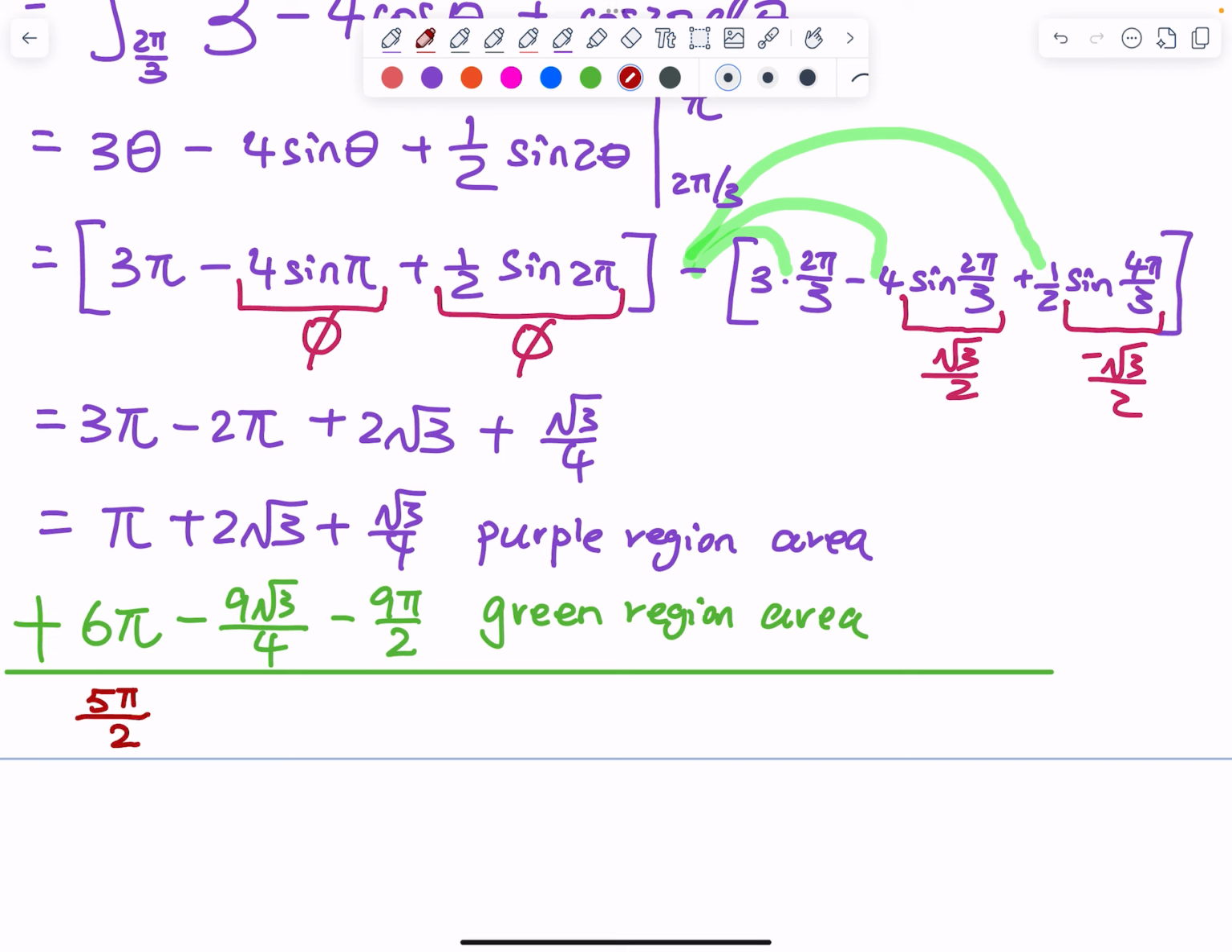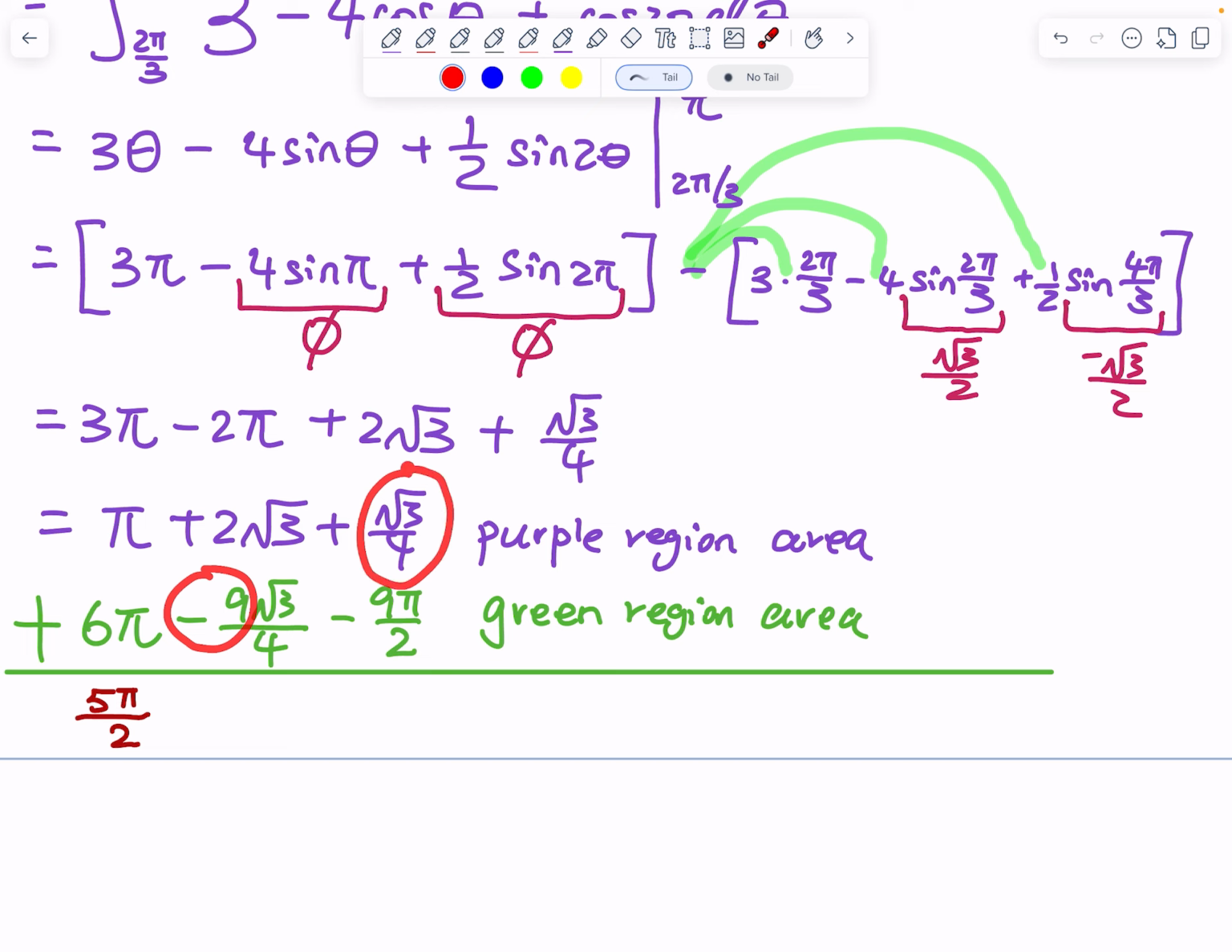And then what else do we have? Here this is minus 9. You add 1, that is negative 8. Negative 8 divided by 4 is negative 2. Plus 2 minus 2 is gone. So that is what you have.